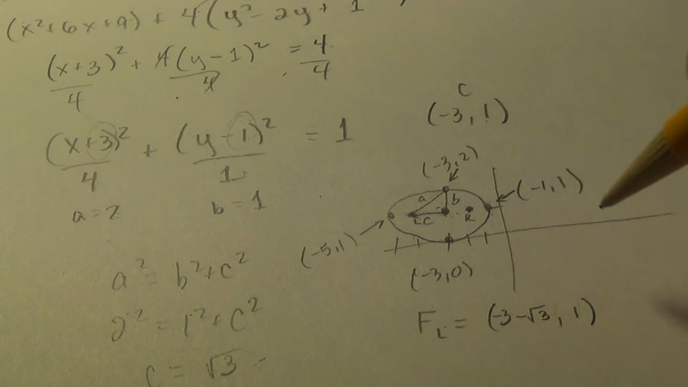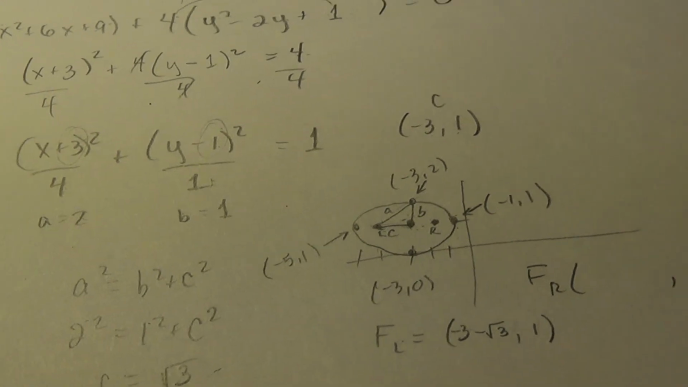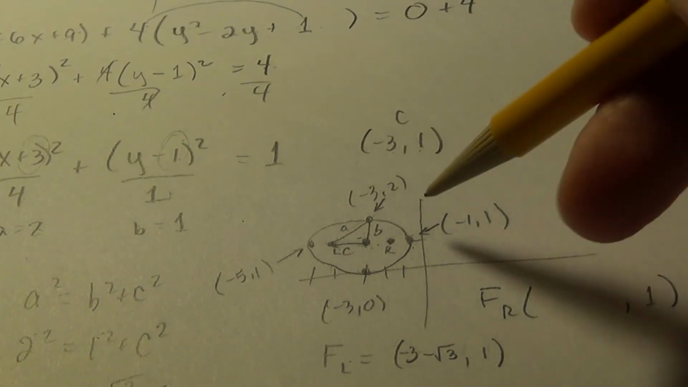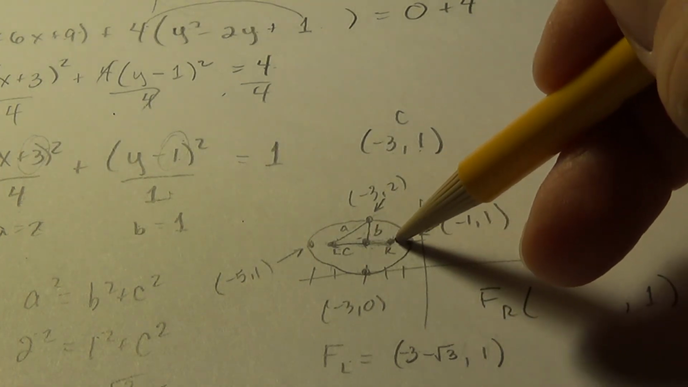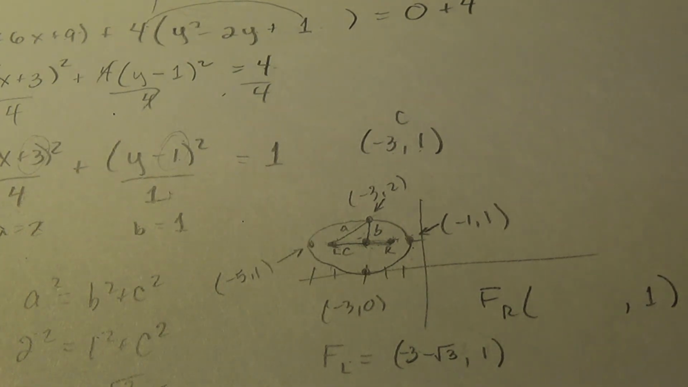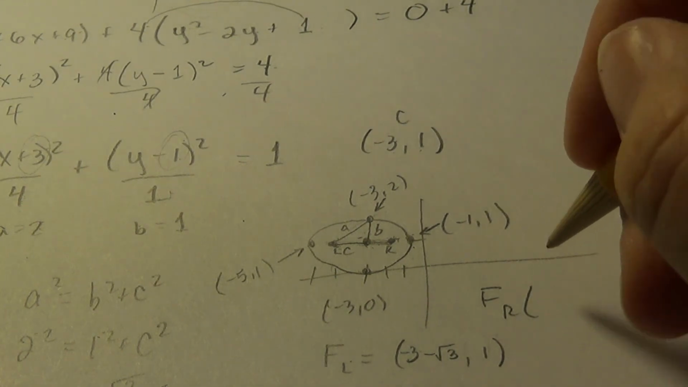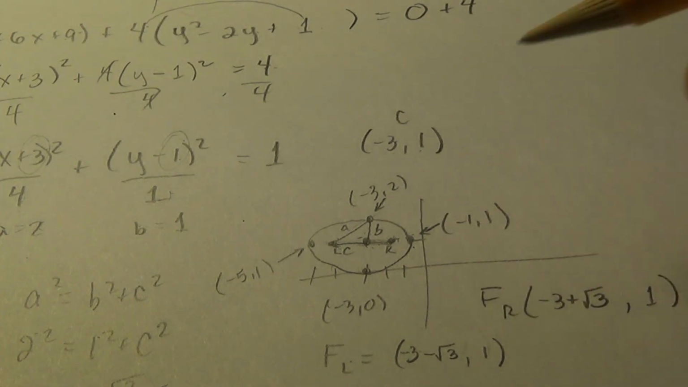So what would be the focus on the right? It's going to be at 1 again, but the value here is still going to have that same value of C, starting from the center and moving C to the right. So I was at -3, so I'm going to go to the right a square root of 3. So that will lead me to -3 plus square root of 3. And that will be the focus on the right.